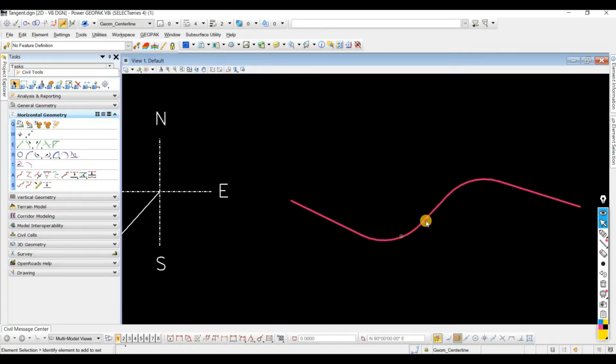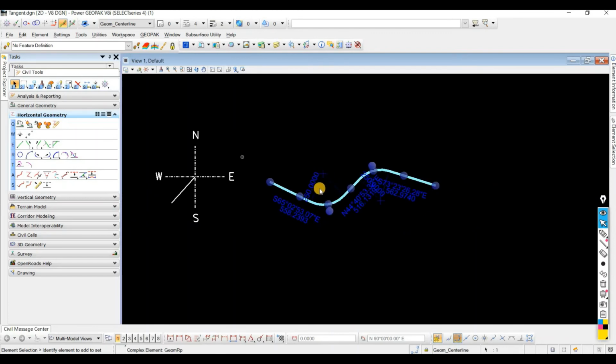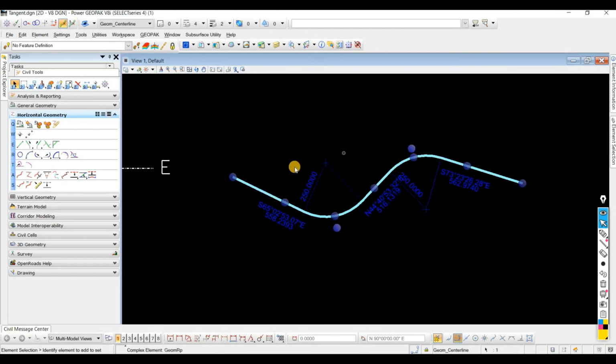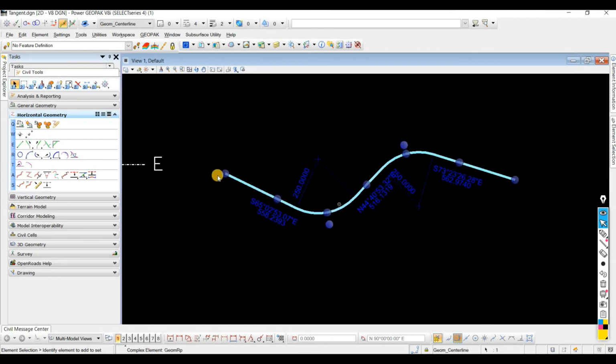So now over here we have an example of a horizontal alignment, and as you can see, we have our point of tangency here, and then we have our point of curvature here. We have our point of intersection, then point of tangency again. So here would be the first tangent of this section. This would be the second tangent, and here's the third tangent.